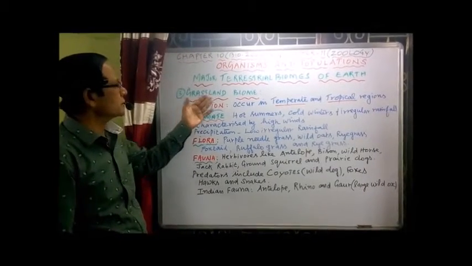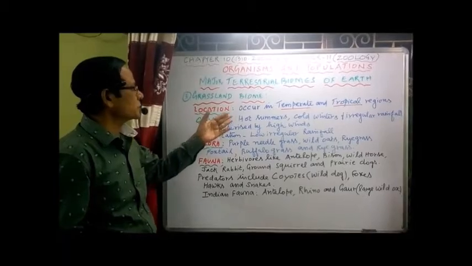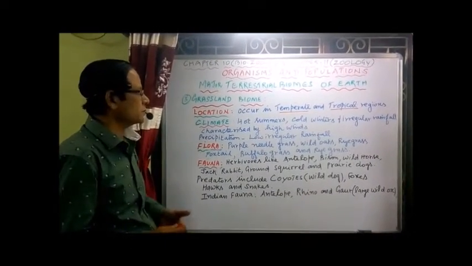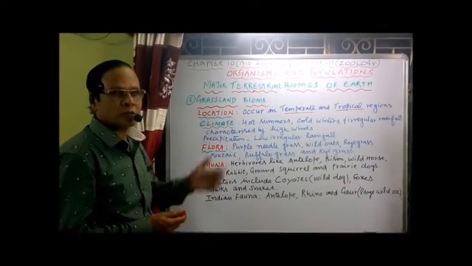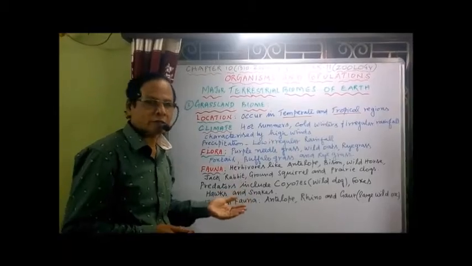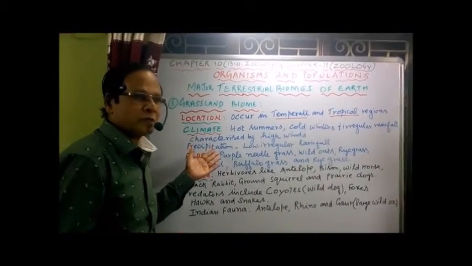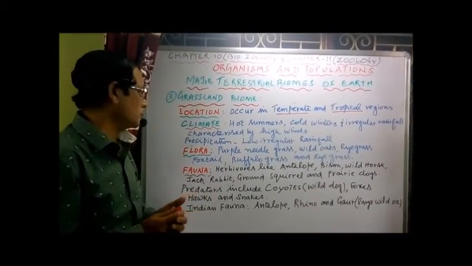Now the next terrestrial biome is the grassland biome. Normally the grassland biomes occur in temperate and tropical regions, not at the poles. What is the climatic condition? Hot summers, cold winters and irregular rainfall. It is also characterized by high winds. Wind velocity is high. Always there we have wind.